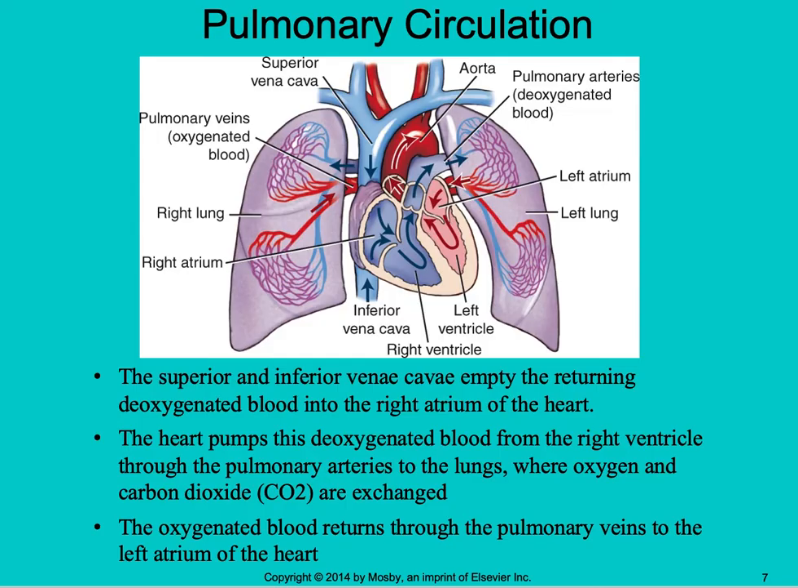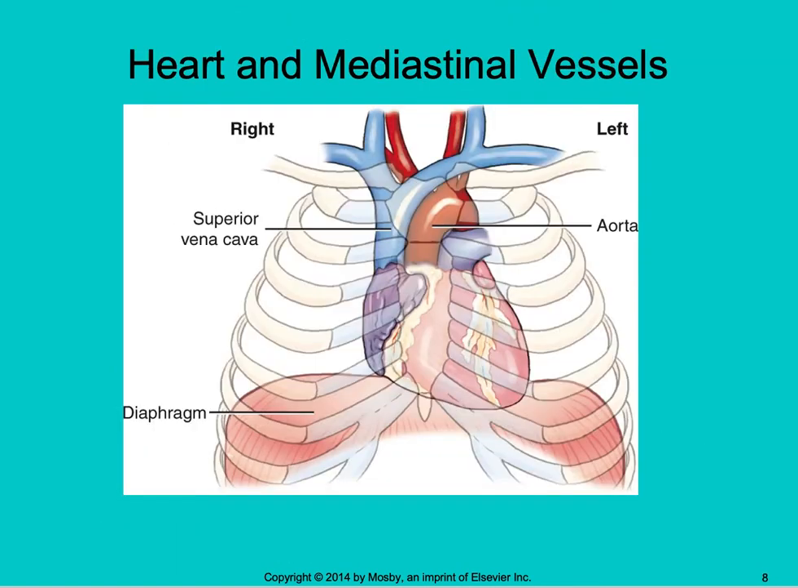It pumps out that deoxygenated blood through the right ventricle, just once again explaining it, to the pulmonary arteries, to the lung. The oxygen and CO2 are exchanged, and then that blood returns from the pulmonary veins into the left atrium of the heart. So make sure that you know the flow of blood, and then also the valves. So from the right atrium to the right ventricle, which valve? And then from the right ventricle into the pulmonary arteries, what valve does it go through? And we'll get into those as we go along.